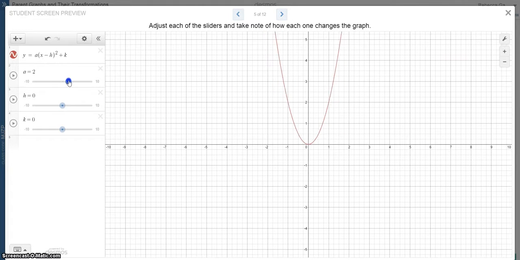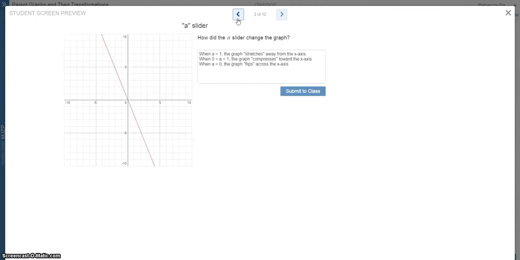So I'm going to make A greater. If you'll notice, what do you think is happening? When you look at this, what do you see happening with these ends of the graph? How are they moving in relationship to the x-axis? When A is greater than 1, they're getting further away. In fact, when A is increasing greater than 1, those ends are stretching away from the x-axis. Well, I think that's actually what I have in these notes.